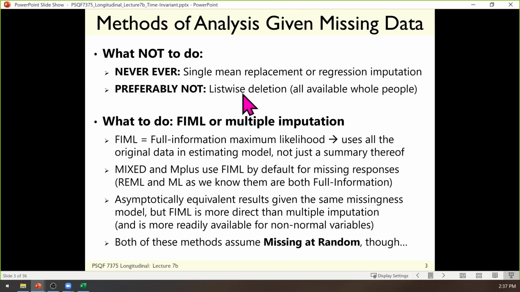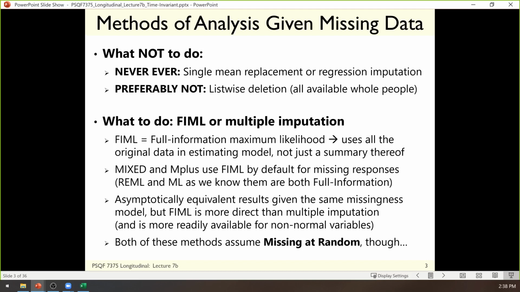Preferably not is listwise deletion. Dropping cases that have missing information is a reduction in power at a minimum and potentially causes bias in terms of who those people are. So whenever the data are missing for reasons, then it hurts your analysis to not have those cases in the model. So then people talk about how missing data can be handled. And there are 2 main families of approaches: full information maximum likelihood or multiple imputation.